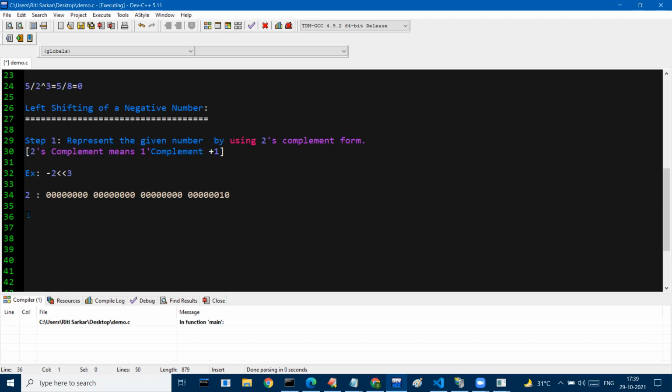What is 1's complement? Symbolically, 1's complement is denoted in this way. This is denoted as 1's complement, tilde 2. What will it do? All the zeros that are present here will be converted to 1, and all the ones will be converted to 0. That is the role of the complement operator, or bitwise not.